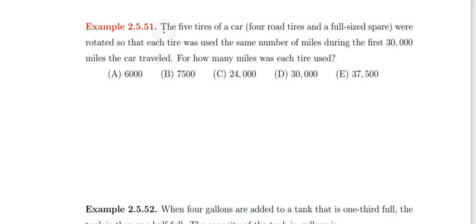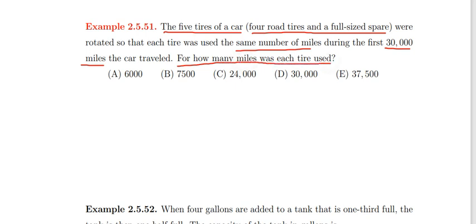Okay, so the 5 tires of a car, like 4 loaded tires and 1 spare tire, were rotated so that each tire was used the same number of miles during the first 30,000 miles. The question: how many miles was each tire used?